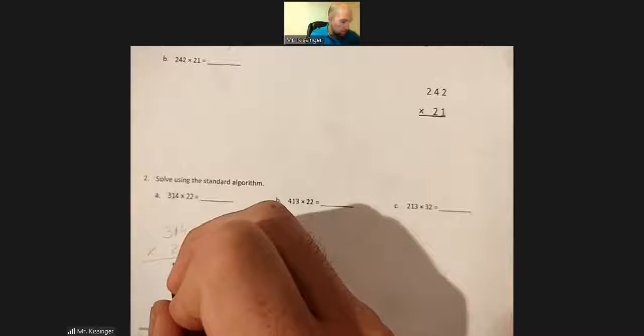So let's try a few more now that we know what our standard algorithm is. Let's try some of these down here. So we'll do 314 times 22. We'll start with 314 on top. And first, we're going to multiply 314 times 2. So 4 times 2 is 8. 10 times 2 is 20. 3 times 2 is 6. So we have 628 plus.